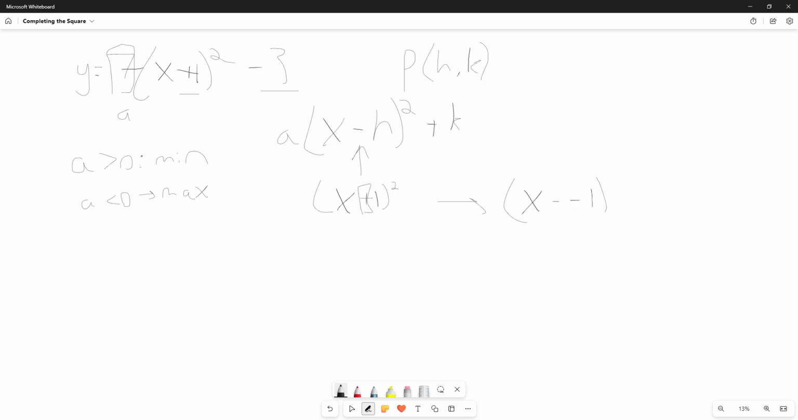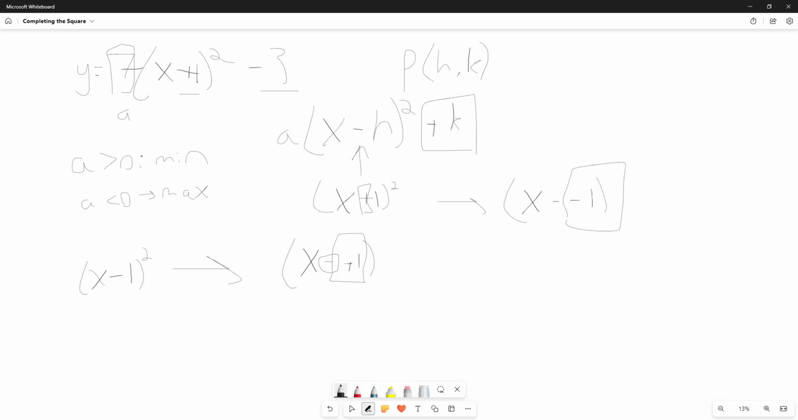So our actual vertex for the x is minus 1, right? Because x minus minus 1 is x plus 1. So what we actually got here is that the vertex here is at the plus 1. And then whatever we have left over here, whether it be positive or negative, that's its value.